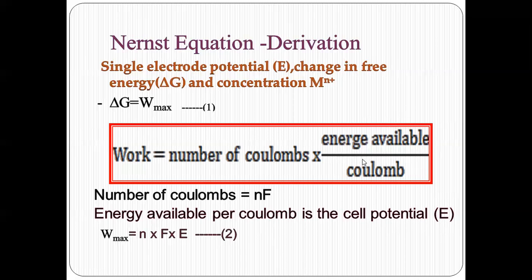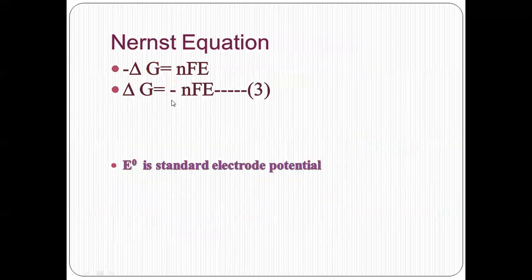Here you can see the energy available per coulomb given in the box, denoted as E. So now we can write the W max value as nF times E, that is n into F into E. This is represented in equation 2. So the Nernst equation is based on the decrease in free energy being equal to W max. The W max value is given here as nFE, and it is substituted into the first formula, equation number 1.